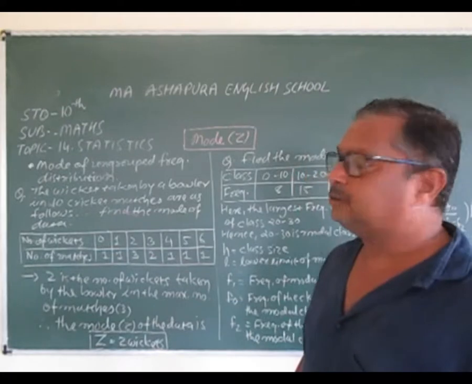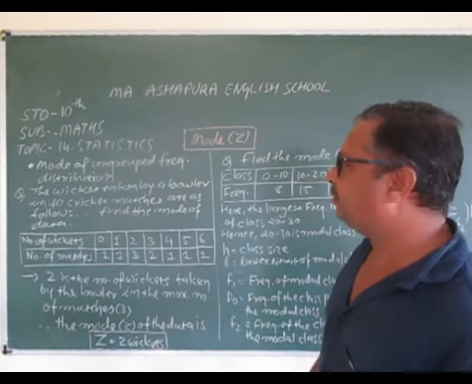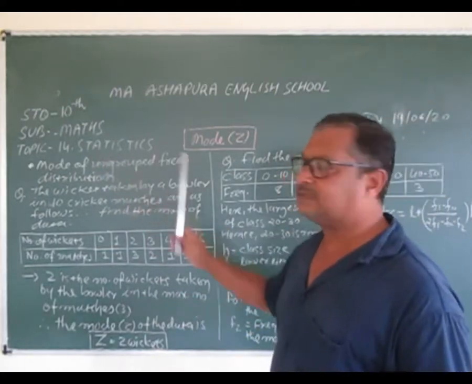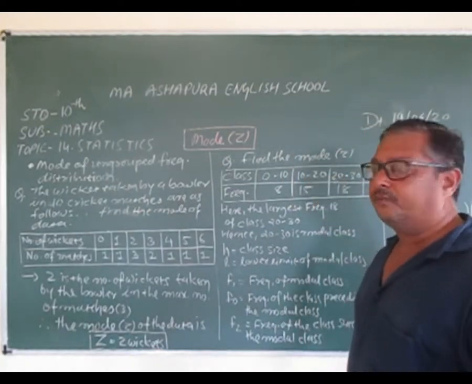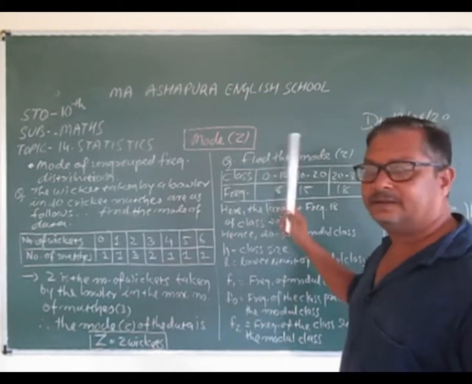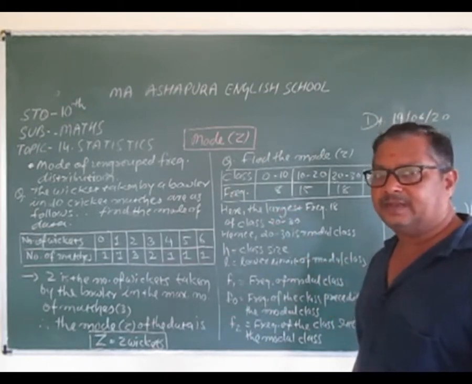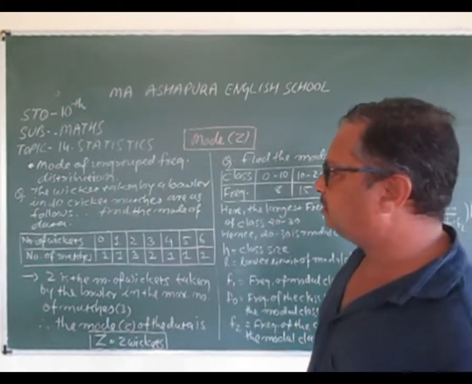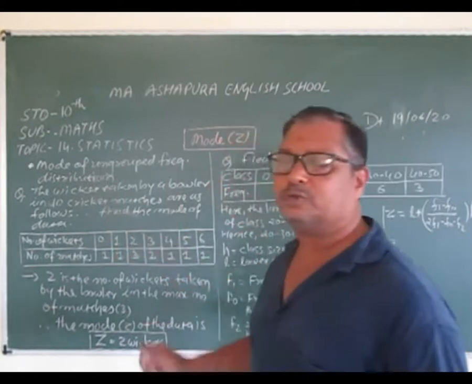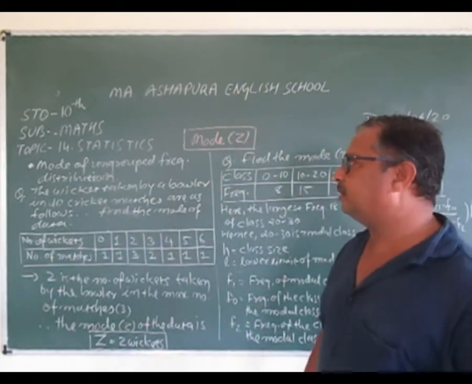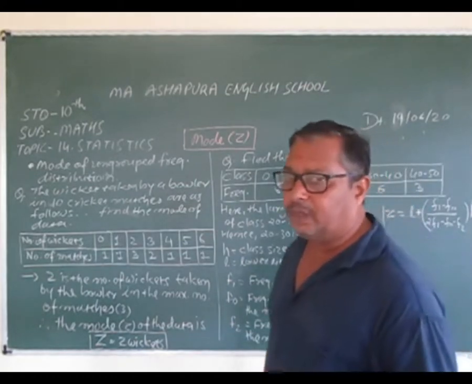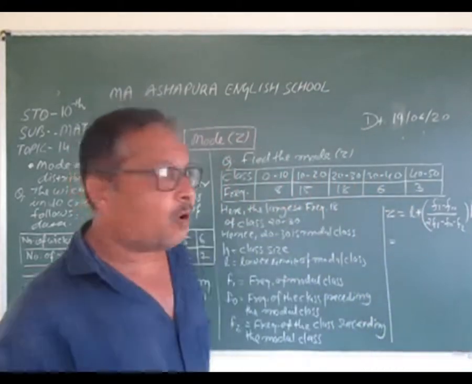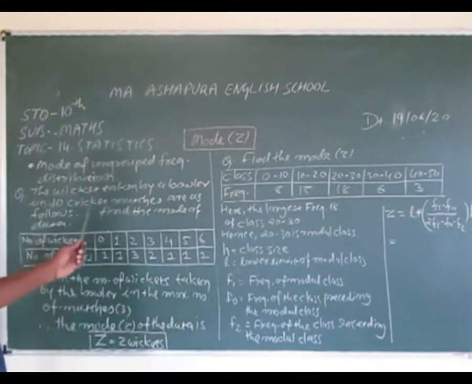Today we are going to continue in chapter number 14 in Maths, Statistics. Today we will find the mode, Z, in two different manners: mode of the ungrouped frequency distribution and mode of the grouped frequency distribution. First of all, we find the mode for ungrouped frequency distribution.